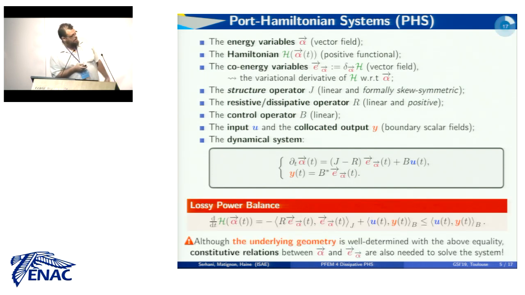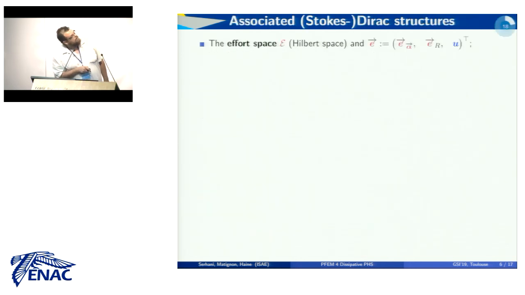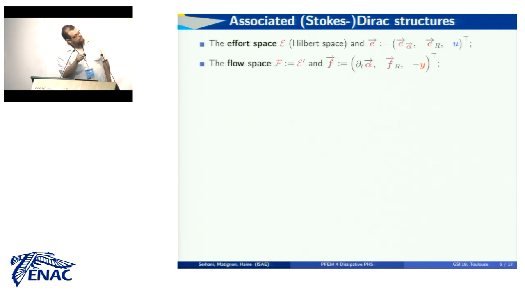Because R is positive and here there is a minus sign, we get directly this lossy power balance, meaning that the variation of the Hamiltonian along time is given by this equality, and since R is positive, it is less than the power supplied to the system. Of course, if you want to solve this system, you need some relation between the energy and co-energy variables, called the constitutive relation. This is a closure equation. Now, the structure that we want to preserve to obtain the lossy power balance at the discrete level is the following one. You have a space of efforts where we define this vector, and you add what we call a resistive port. You take its topological dual.